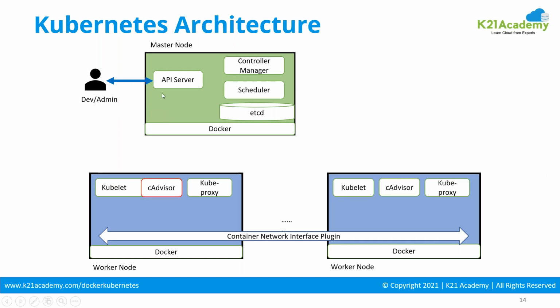So this is a dev person talking to the API server, and then it will update the etcd. Then it will go to the scheduler, and then the API server will talk to the kubelet. Then it will deploy the pod. That way the communication happens.